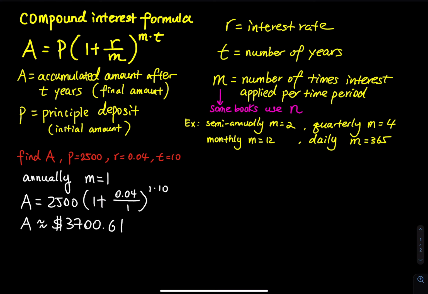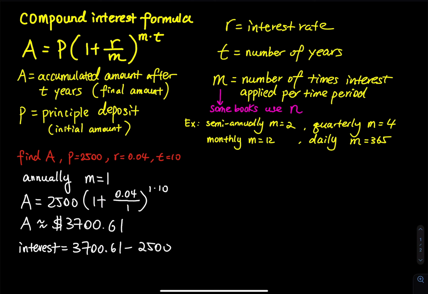If you want to calculate how much interest you earned in the past 10 years, the interest equals the final amount subtract your principal deposit. The difference is your interest. Okay, let's do the next one.